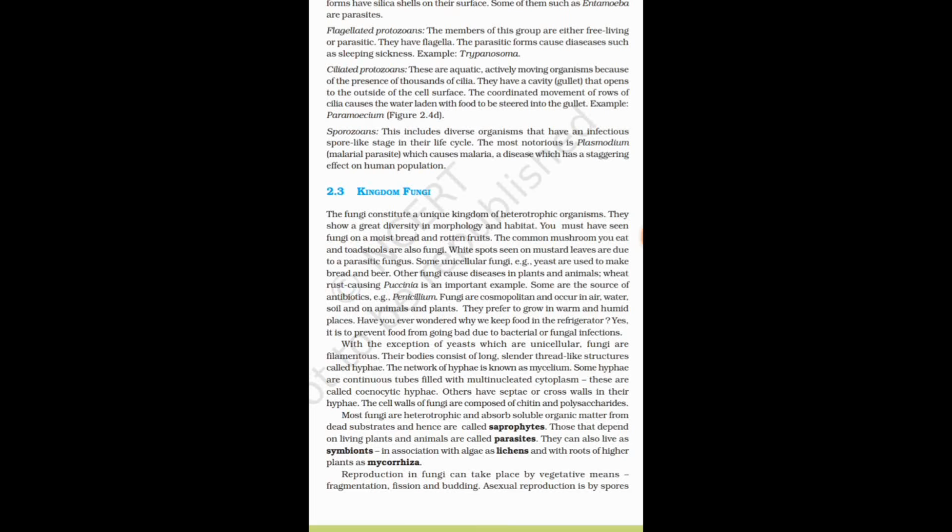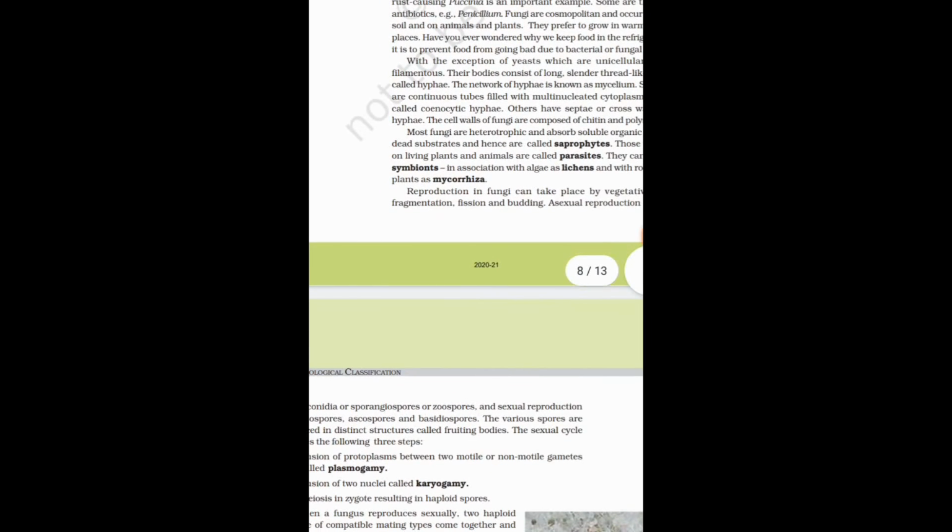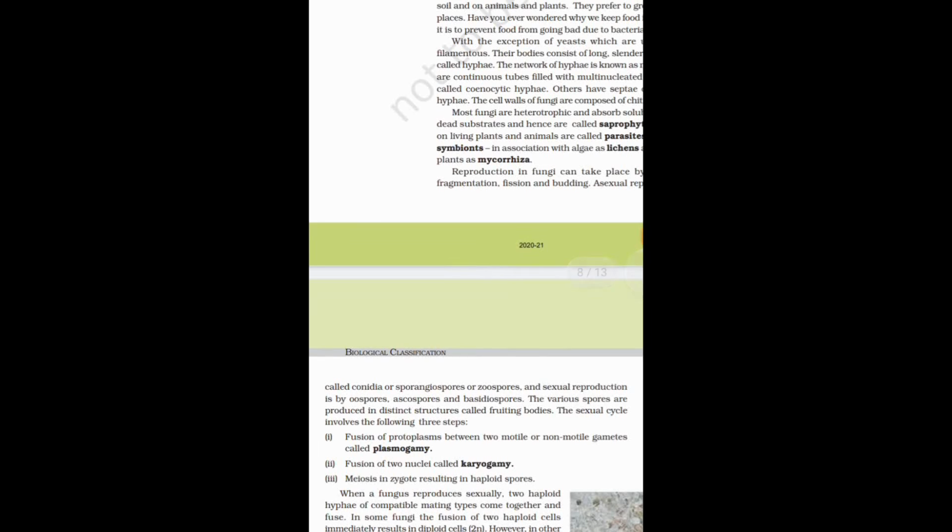Reproduction in fungi can take place by vegetative means: fragmentation, fission, and budding. Asexual reproduction is by spores called conidia, sporangiospores, or zoospores, and sexual reproduction is by oospores, ascospores, and basidiospores. The various spores are produced in distinct structures called fruiting bodies.